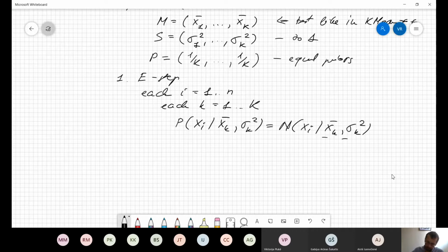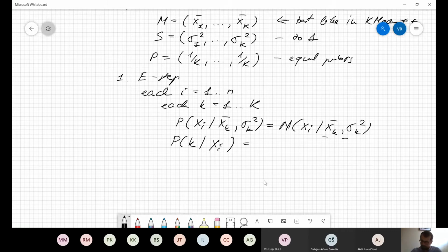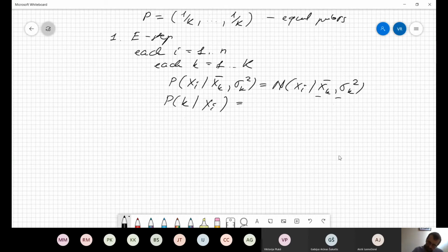Okay, and after doing so, we just invert this by using Bayes' theorem. We calculate the probabilities of being in a certain cluster given these points. Okay, so this is the E step, the expectation step. The other one is the maximization step.